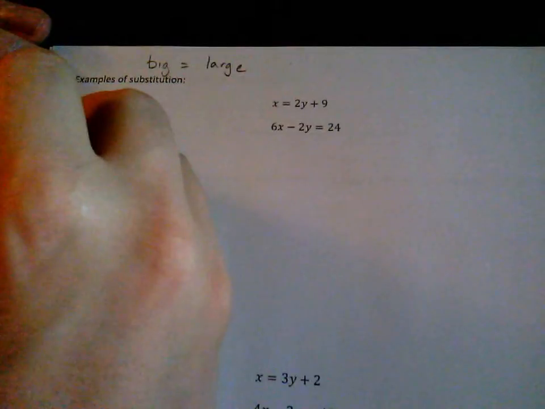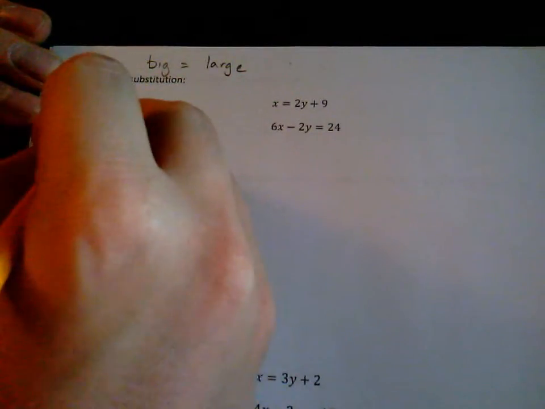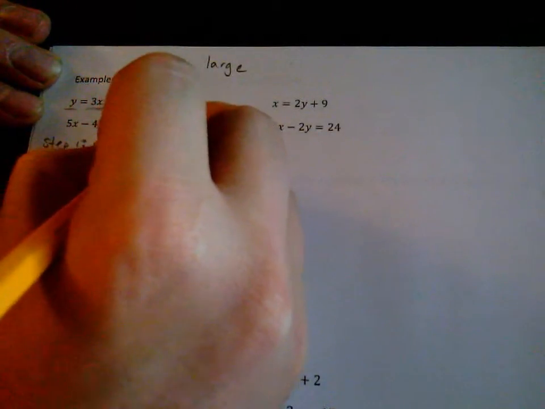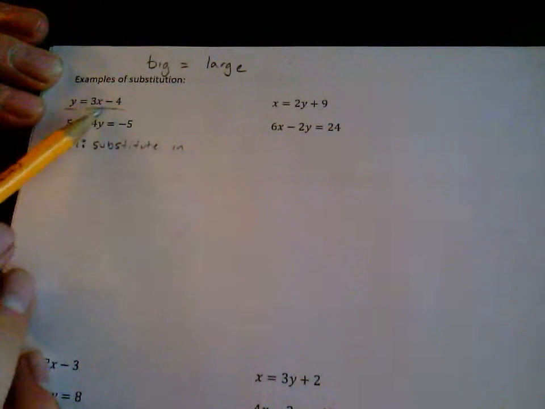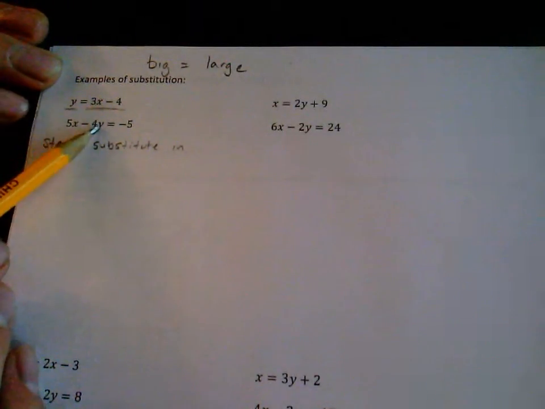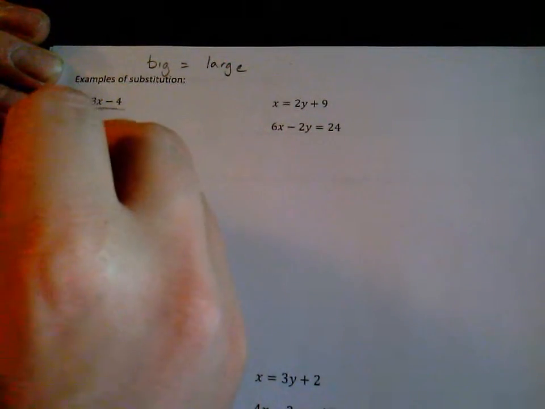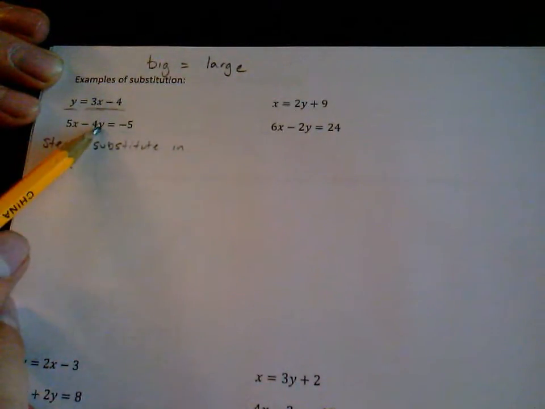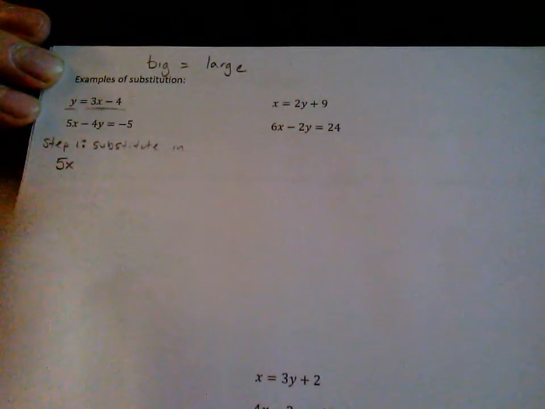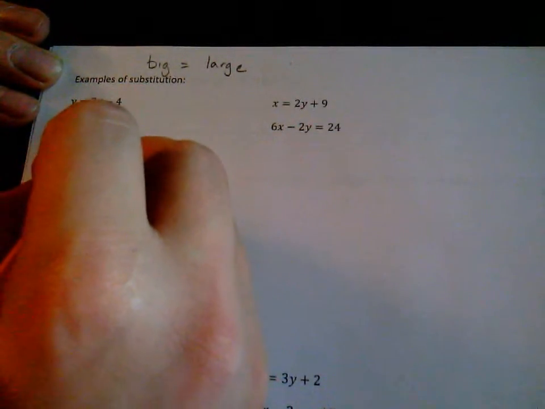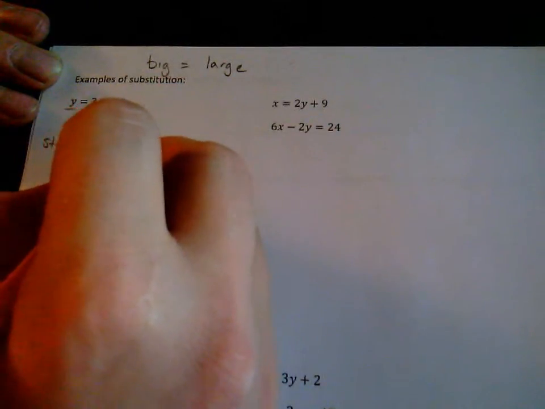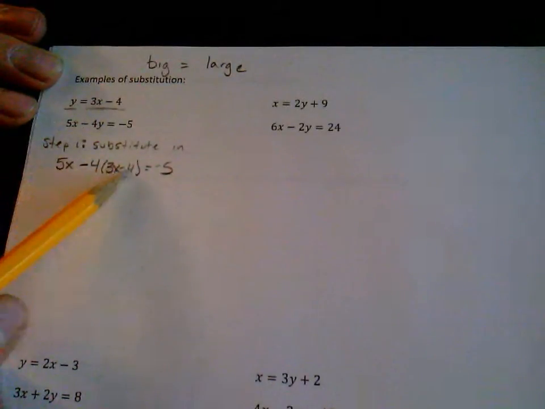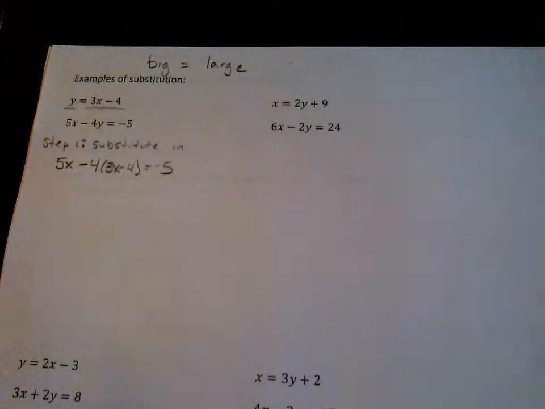So your steps are, step 1, substitute in. We're going to substitute in this 3x minus 4 for this y. So it's going to become 5x minus 4 times (3x minus 4) equals negative 5. I'm just going to rewrite this entire problem, but instead of writing y, I'm going to write 3x minus 4. So notice how the 3x minus 4 replaced the spot of the y.